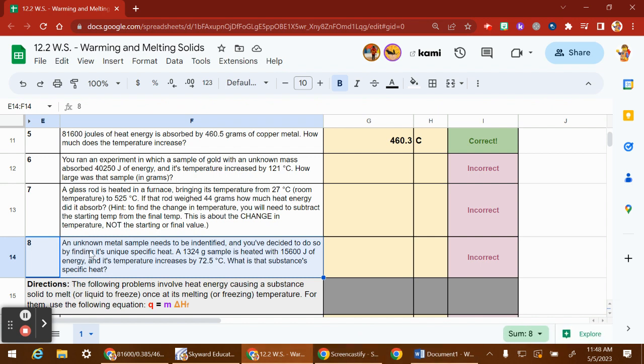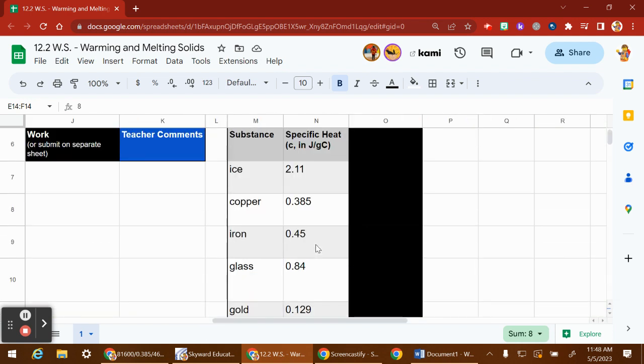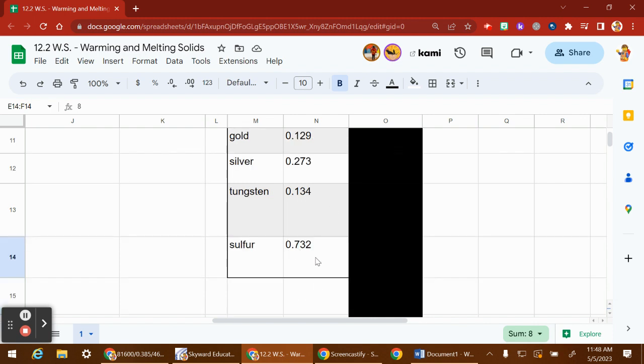Let's do number 8. An unknown metal sample needs to be identified, and you've decided to do so by finding its unique specific heat. This is, by the way, something that actually works. If you can calculate the specific heat of a substance, then you can just compare it against a chart here and figure out what the substance is, right?